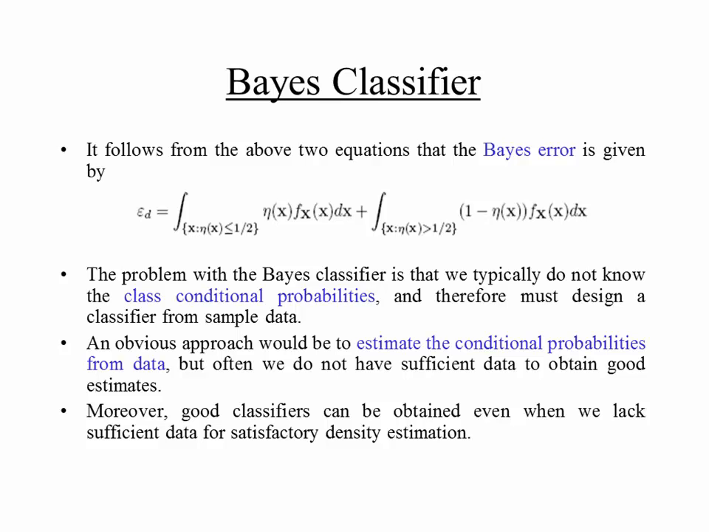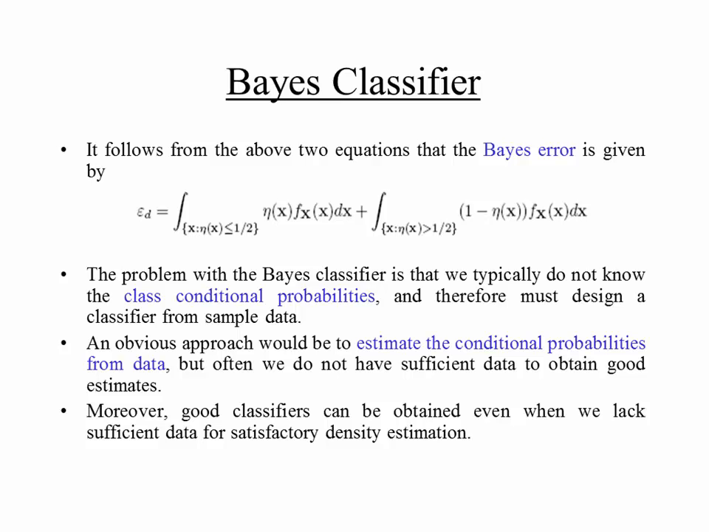So it follows from the above two equations that the Bayes error is given by epsilon d equals the set of all x where eta x is less than or equal to 1/2, because for all these x's you're going to spit out psi x equal to 0, right? And then here is going to be all x such that eta x greater than 1/2, right? So in theory we have solved the classification problem, right? We've defined the probability of misclassification, right?